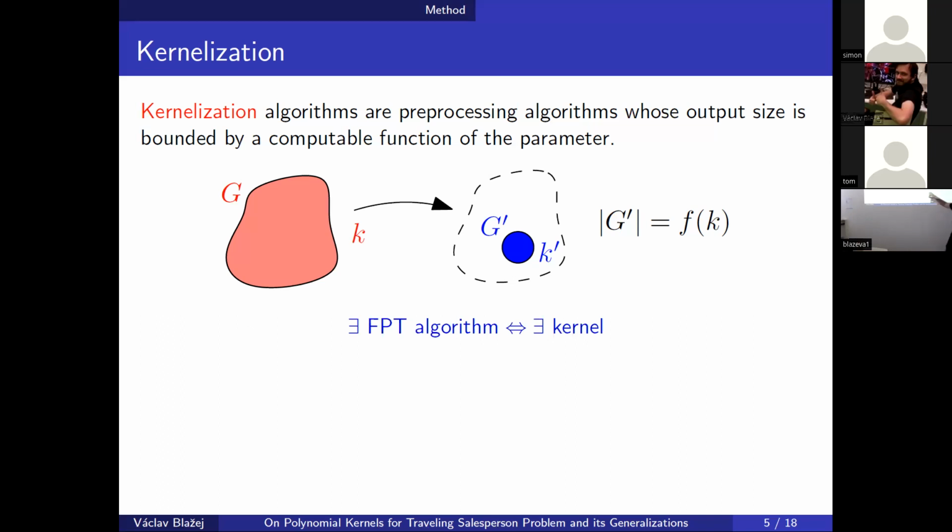Because the naive way of creating the kernel gives us something exponential in the parameter. So we would have something like 4 to the treewidth squared maybe. So that would be a huge kernel. And what we want to resolve is whether it has a polynomial kernel with respect to the parameter.